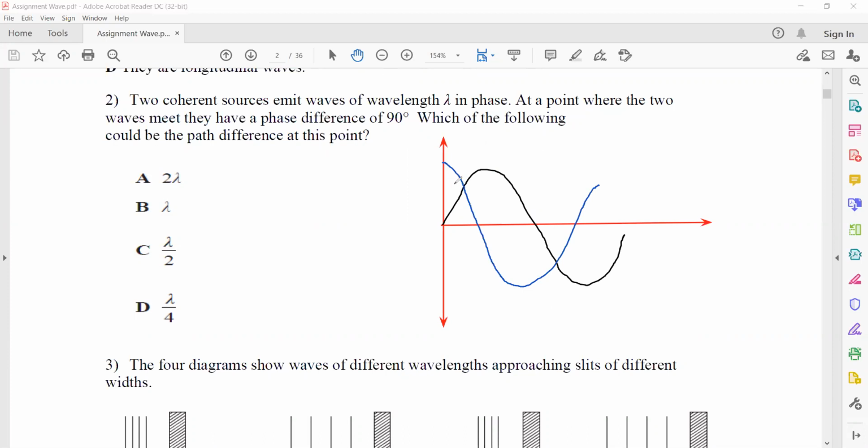So when we produce it backward, how much wave do we have to produce backward? We have to produce only a quarter of the wave. So the path difference between them is lambda by 4.